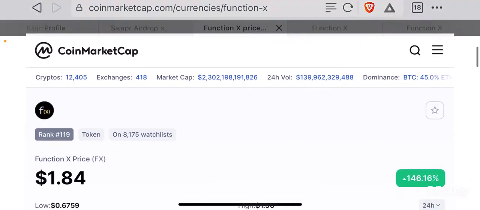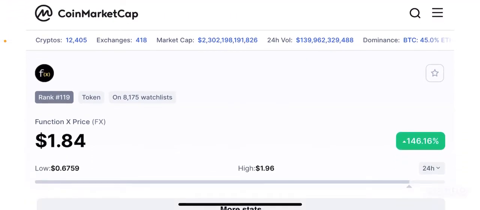So this token is currently ranked 119th by market cap on CoinMarketCap and is currently trading at $1.84, and it has been up close to 150% in the past 24 hours. Again, let me repeat that this token has been up close to 150%, which means it's a token that's literally going parabolic right now. So I would not recommend any one of you guys to buy this token because it's a very, very risky token to buy at this price point.